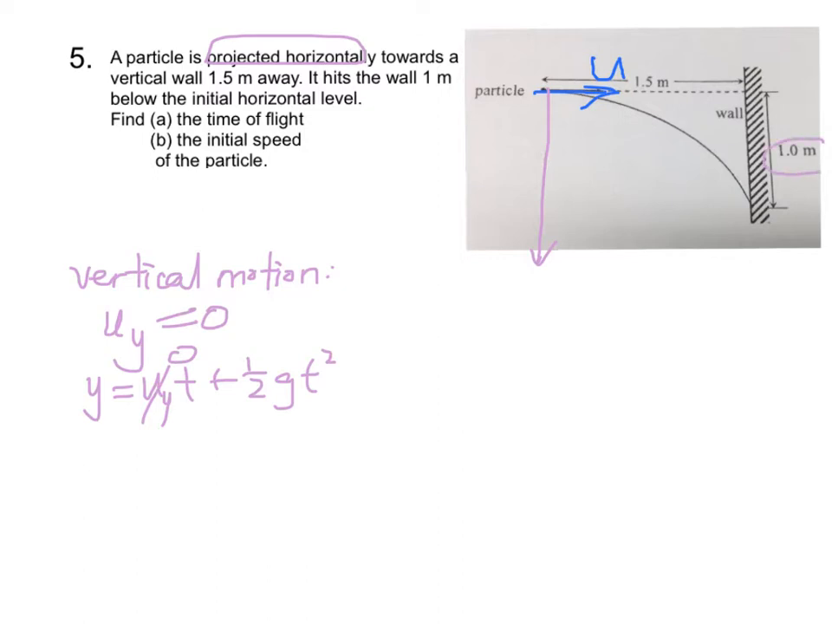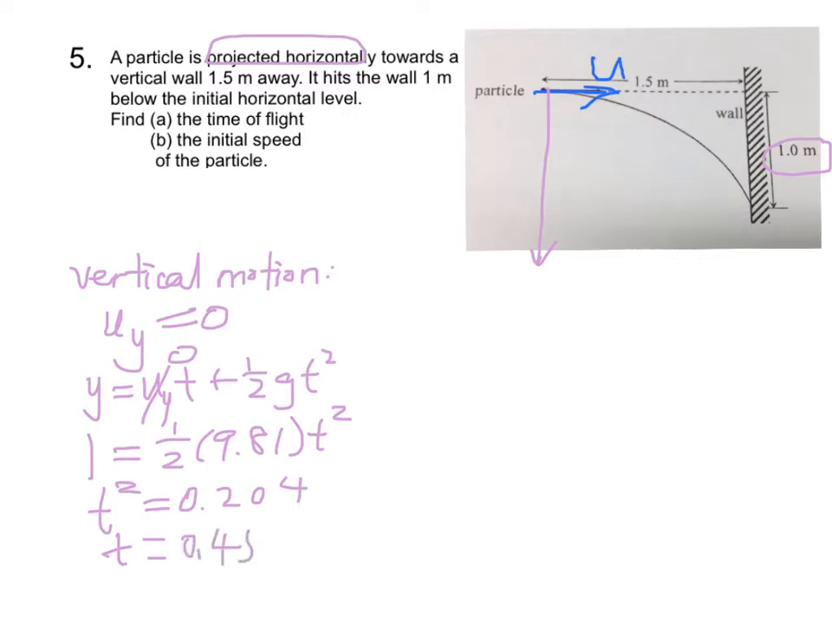Substitute the value of y equal to 1. Therefore y equals half g t squared becomes 1 equals half times 9.81 times t squared. We have t squared equal to 0.204. Therefore, t equals 0.45 seconds. The time of flight is 0.45 seconds.